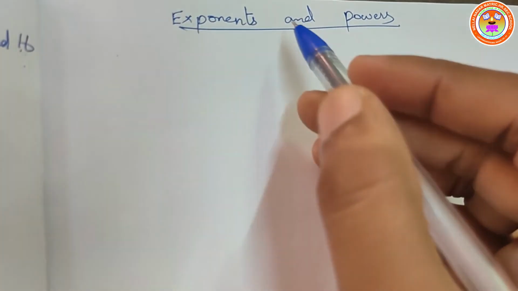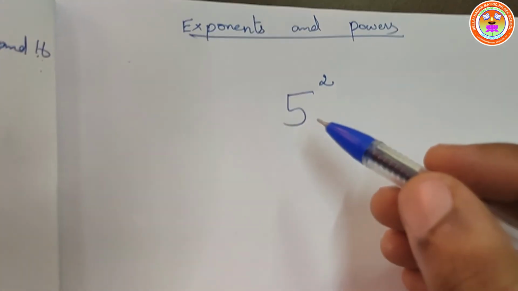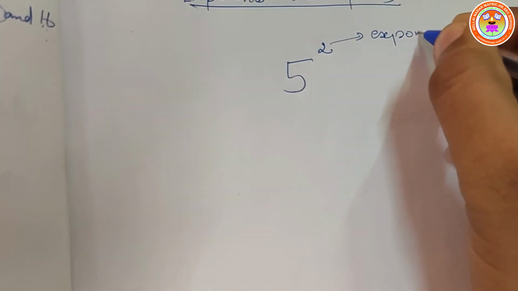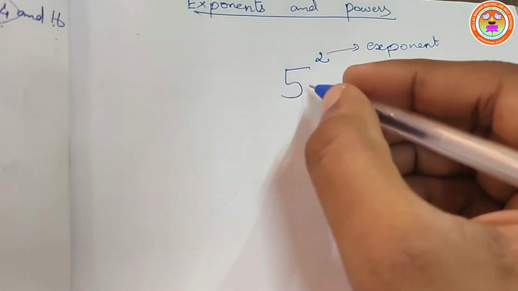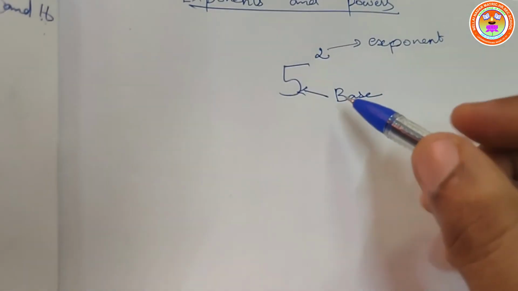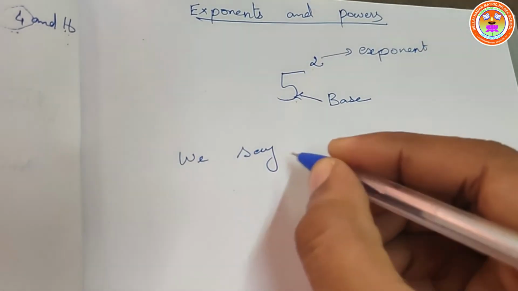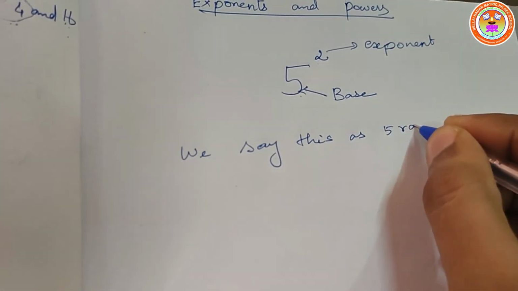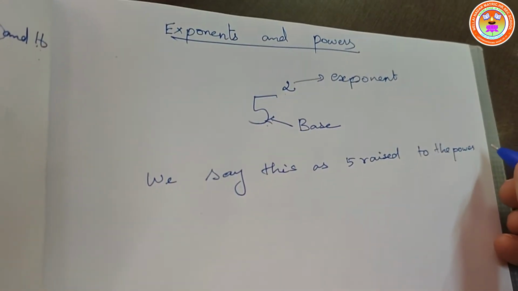So what is meant by exponents and power? We will take 5 power 2. This 2 we can call the exponent, and this we can call the base. So altogether we say 5 to the power 2, we say this as 5 raised to the power 2.